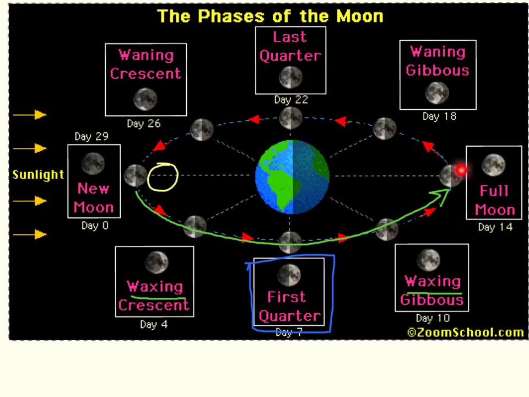Nearer to the full moon, we see what's called a gibbous moon. A gibbous moon is larger than the quarter moon, where we see only half of the moon. Notice here the portion that we see is larger than half of the moon. Therefore, it is a gibbous moon. This gibbous moon is on the part of the cycle of the moon that's getting larger. Therefore, it is a waxing gibbous moon.